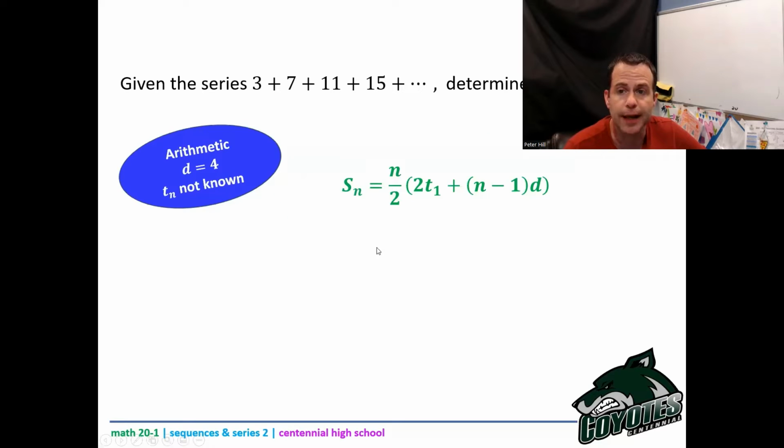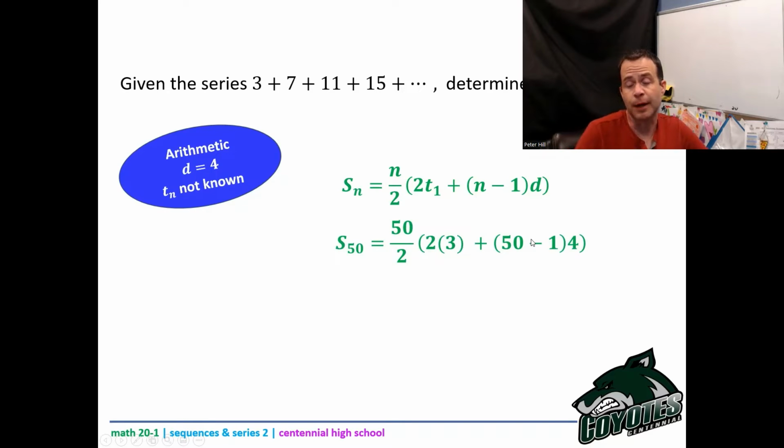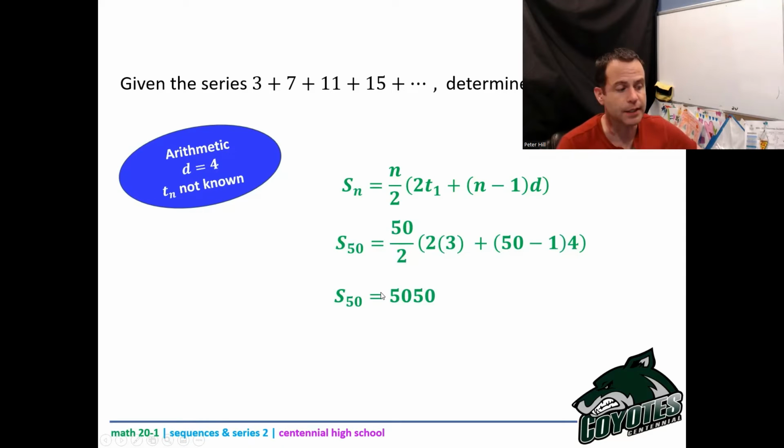So I end up with S50 is 50 over 2, 2 times 3 plus 50 minus 1 times 4. Now 50 minus 1 is 49. I can do 49 times 4, add 6 to it, and then multiply it by 25 because 50 over 2 is 25. And I should get S of 50 equals 5,050, okay? S of 50. So if I took those first 50 terms and I added them all together, the sum of that would be 5,050.